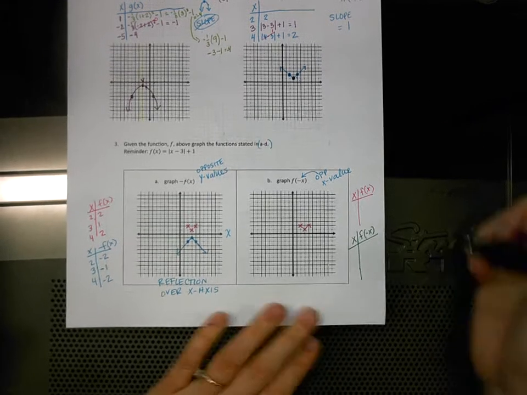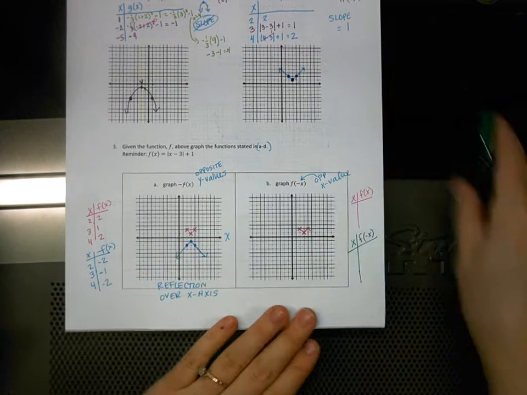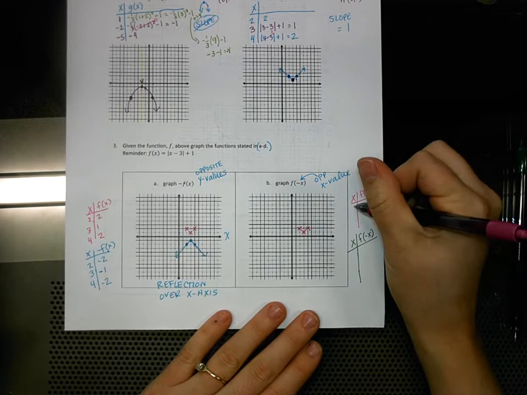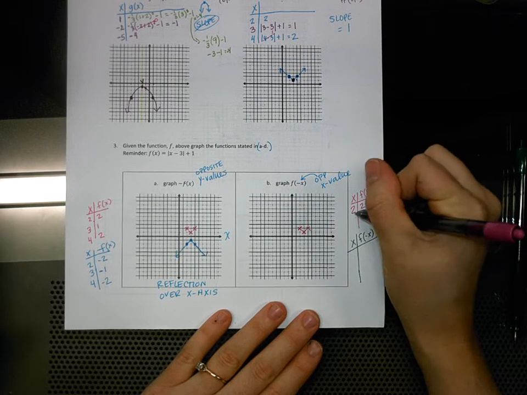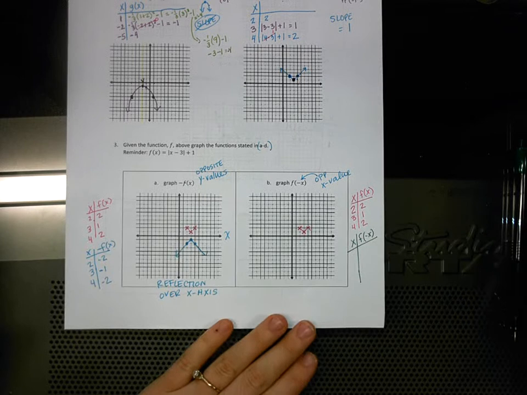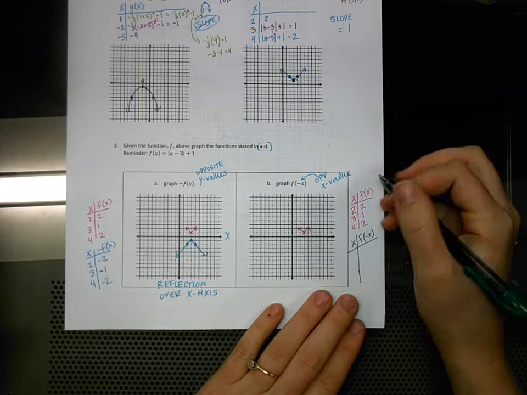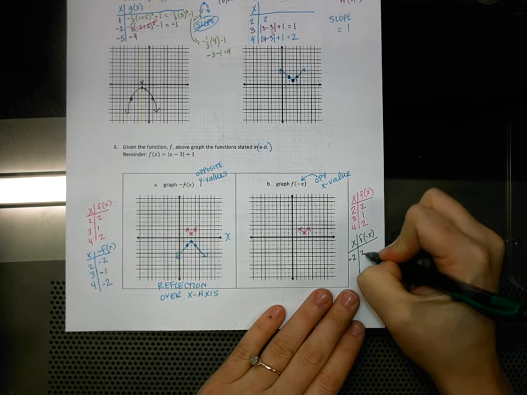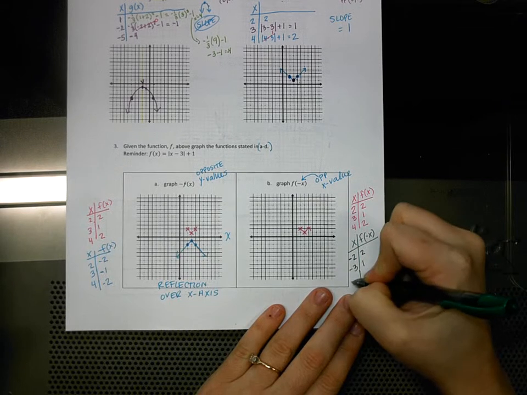Okay, so we can just find if my original point was 2, 2, 3, 1, 4, 2. My y values are going to stay the same, but now my x values are going to become opposite. So I have negative 2, 2, negative 3, 1, and negative 4, 2.